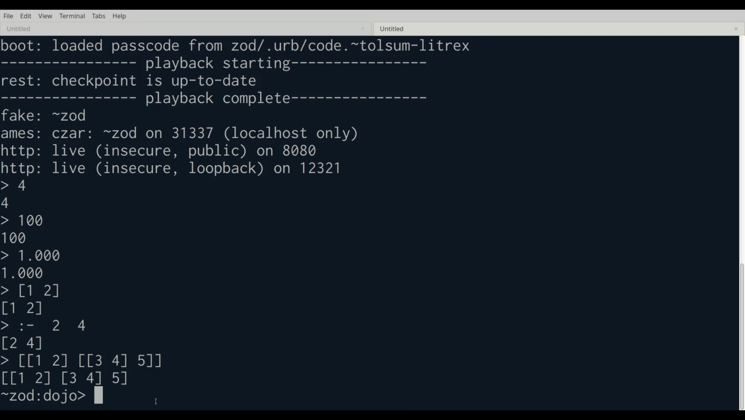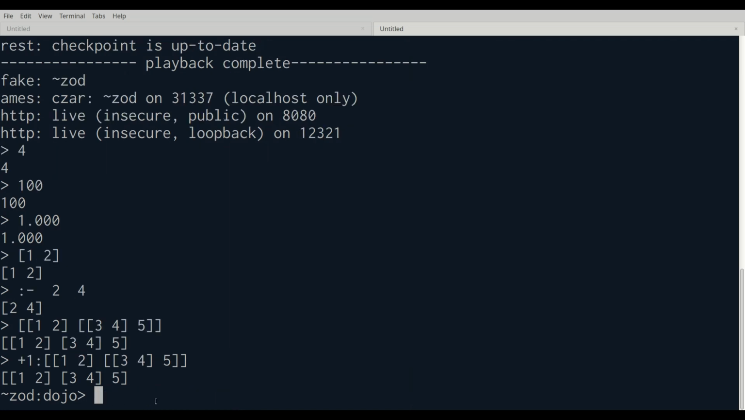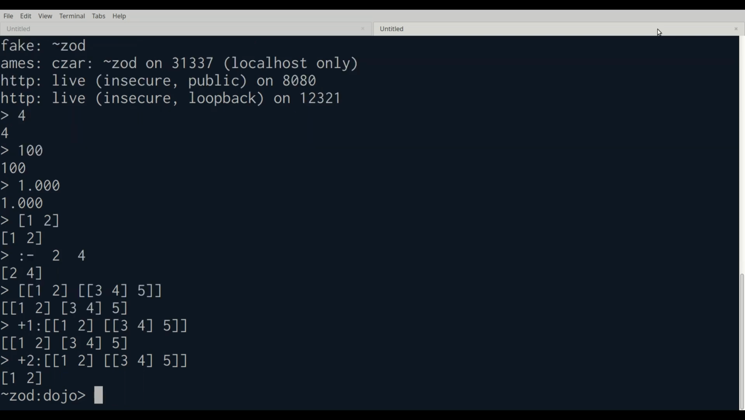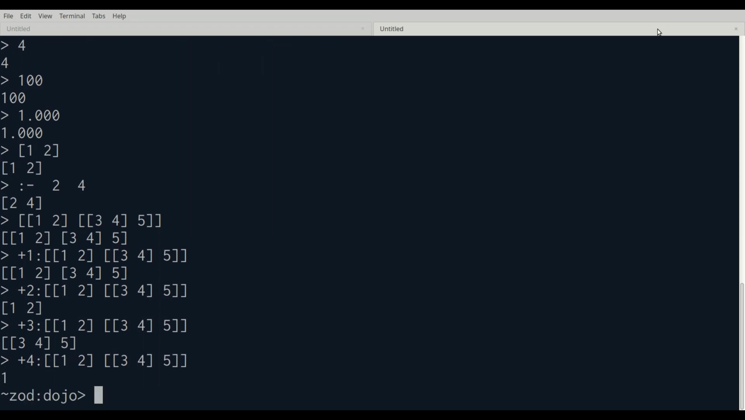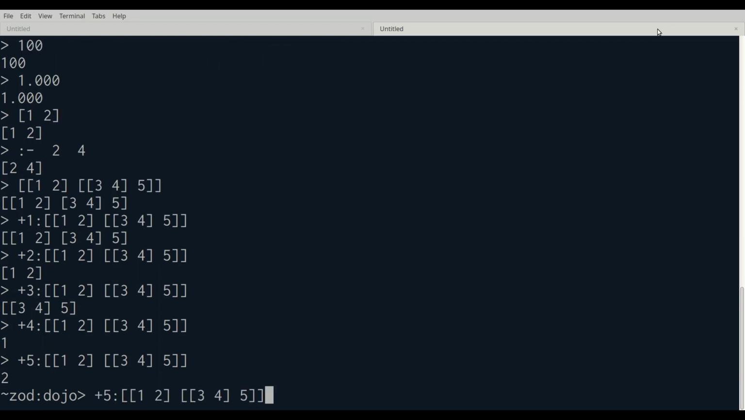So let's go ahead and test out some of our tree addressing. If I do +1, you see that once again I get the entire thing back. If I do 2, what should I get back here? Okay, so I got back 1 and 2, which is the head of this cell. If I do 3, I should get the tail. If I do 4, I get 1. If I do 5, that should give me 2.